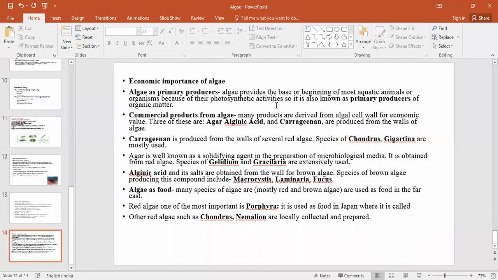Another economical importance of algae is that many algae are now used for the production of SCP, single cell protein. So this is all about the economical importance of the algae.